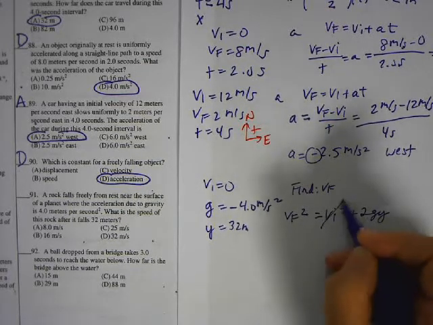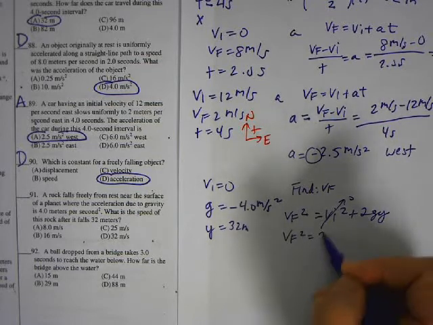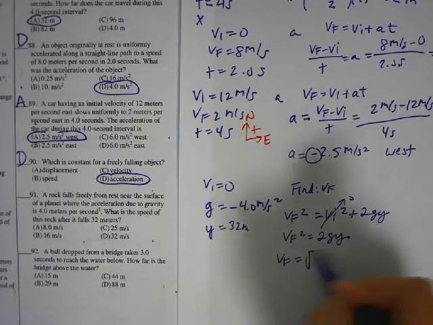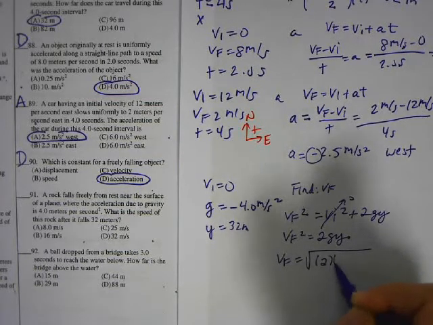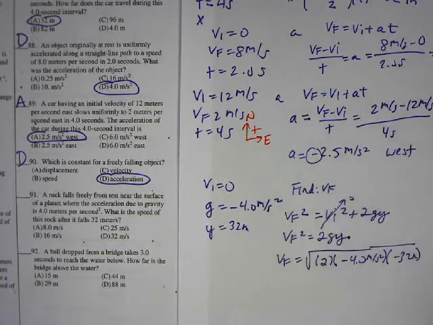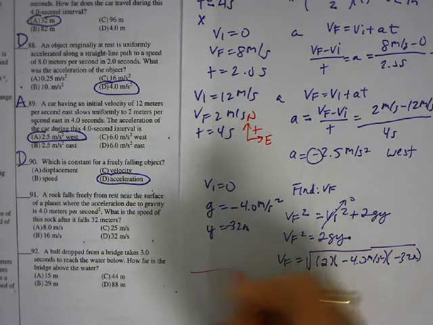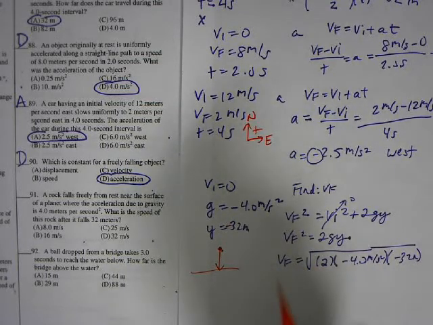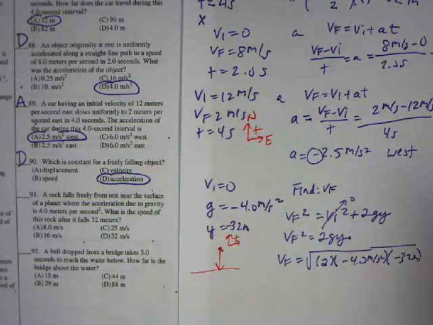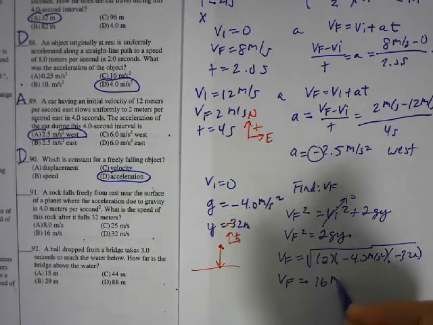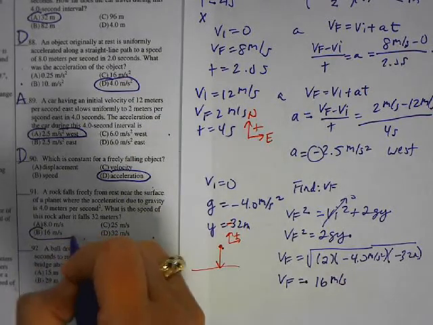VI is 0, so VF squared is equal to 2GY, and I want to solve for VF. So VF is equal to the square root of that, so it's the square root of 2 times negative 4 meters per second squared times negative 32. So why was this negative and this negative? Because remember, it's falling down. This is where motion begins. My standard Cartesian sign convention says up and to the right is positive. So VF comes out to be 16 meters per second, which is choice B.